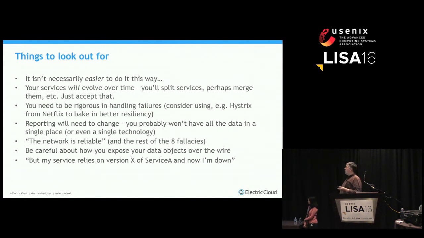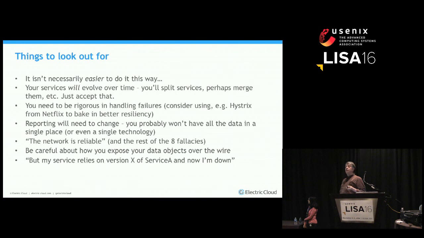Your services are going to evolve over time. You split them, merge them, move things around. So just acknowledge that and act accordingly. You really have to be rigorous about handling failures because now, again, what used to be a simple method call is now going over the wire to somewhere. So there are great libraries out there like Hystrix from Netflix to provide things like retries and circuit breakers and fail fast and those kinds of things.